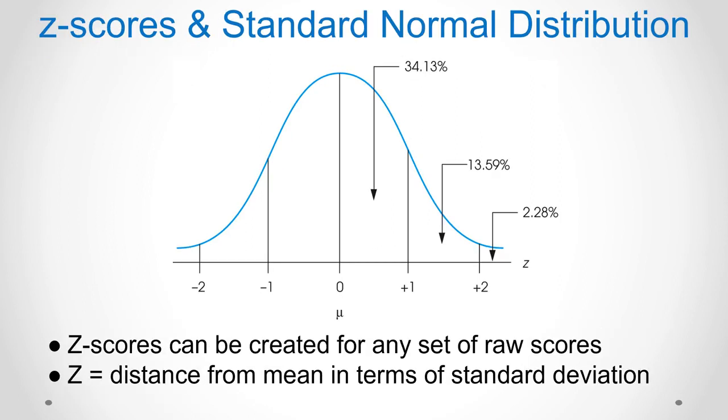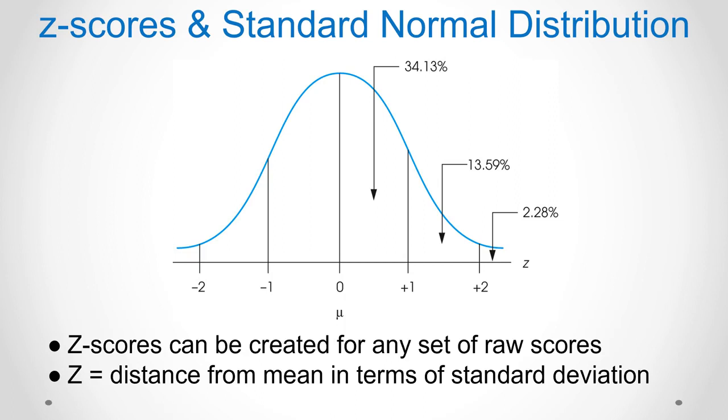The standard normal curve is called the standard normal distribution, or Z distribution, which has a mean of 0 and a standard deviation of 1. Scores on the x-axis in a standard normal distribution are called z-scores. Remember that z-scores can be created for any set of raw scores. This is what we mean when we say standardized scores.